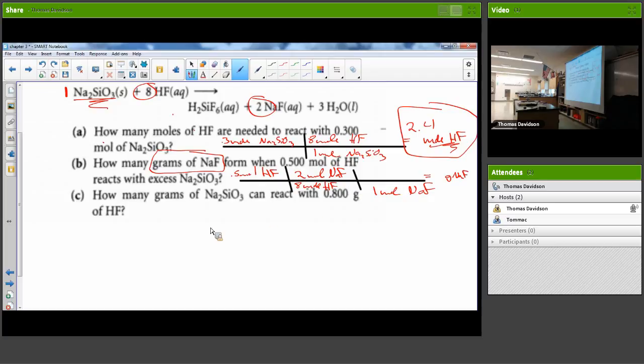So I have Na, that's 23. F is 19, is that right? So 42 grams. We all right with that? All right, so really 0.5 times 2 is 1, times 42 is 42, divided by 8 is 5.25.